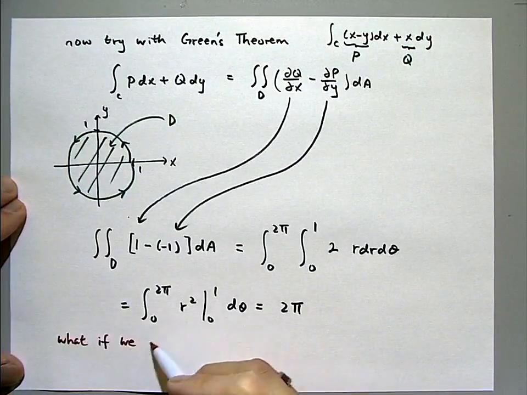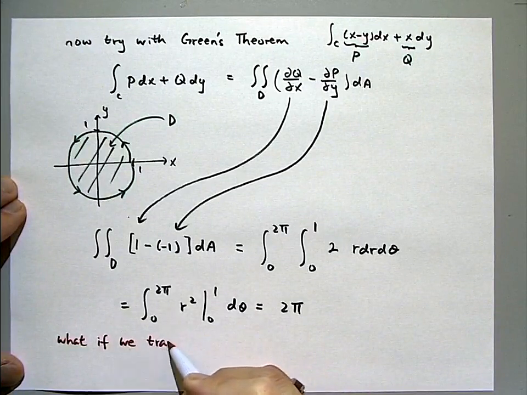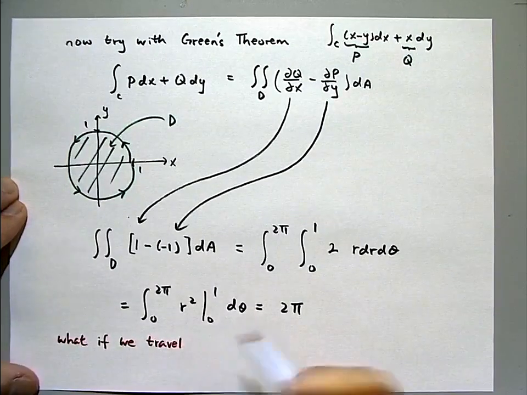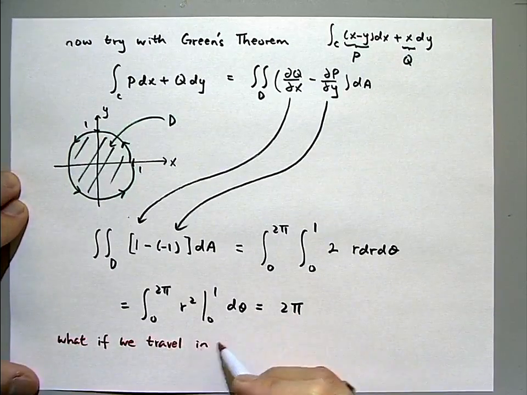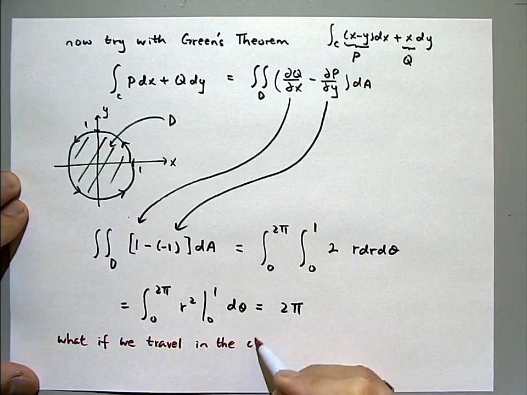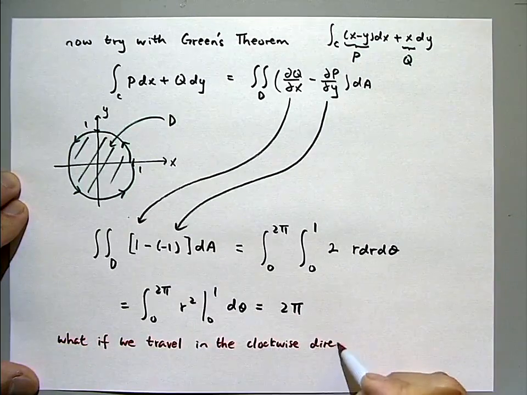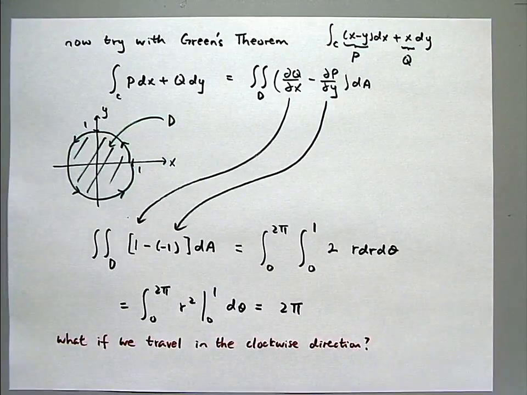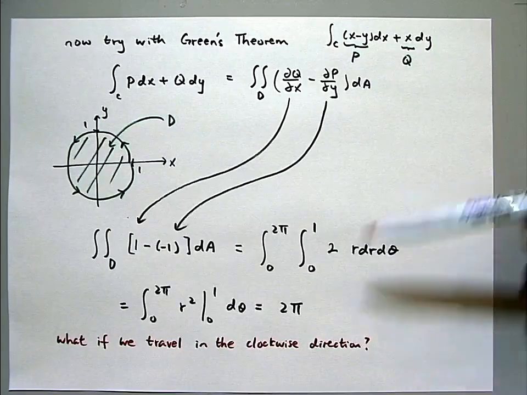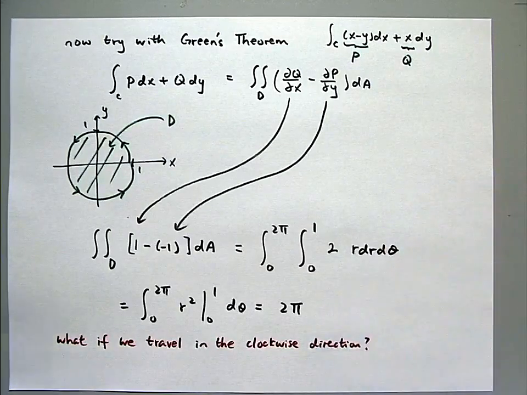What do you think if we travel in the clockwise direction? What do you think? If we go in the negative orientation? Yeah, that's exactly it. You end up getting a negative 2 pi.